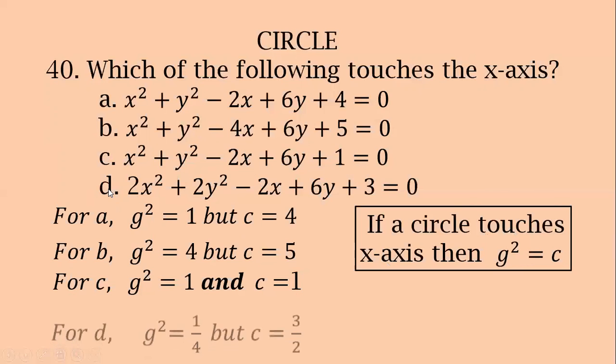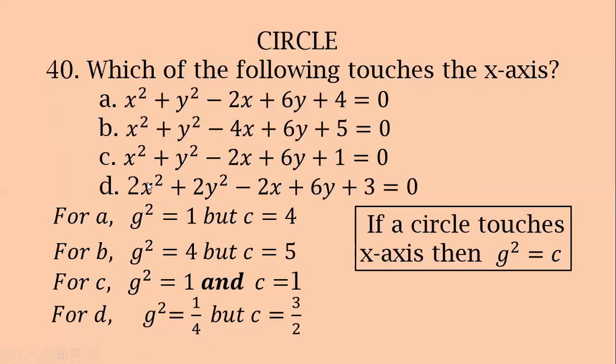Though D doesn't satisfy the condition as written, there is an important thing. Before calculation, we must make the coefficient of x square and y square 1. That is, we have to divide the whole equation by 2. Then g square is equal to 1 by 4 and c is equal to 3 by 2. So C is the correct option here.